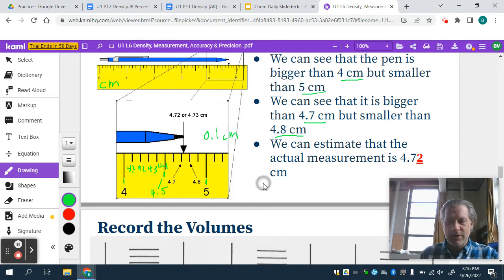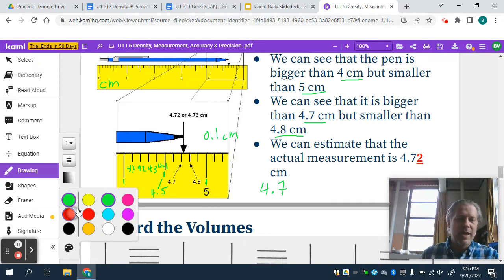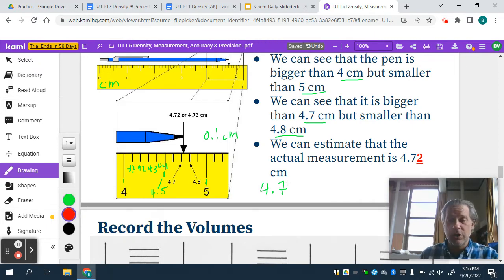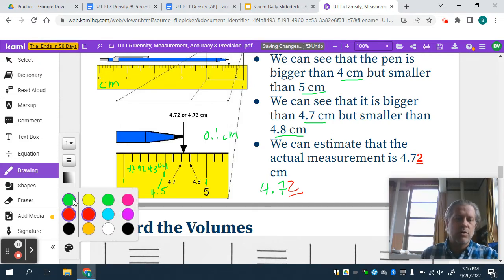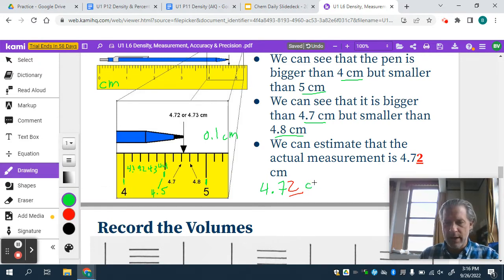So my final answer here is going to be 4.7, and those are numbers that I know for sure. And then I'm going to have this estimated digit, which is a 2. And then we go back to the unit, which is centimeters, because we always want to have units on our numbers. So 4.72 centimeters. Usually when I record measurements with significant figures, I underline the number that is the estimated digit. So that's with a ruler.